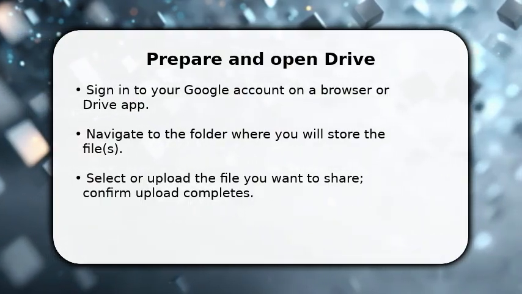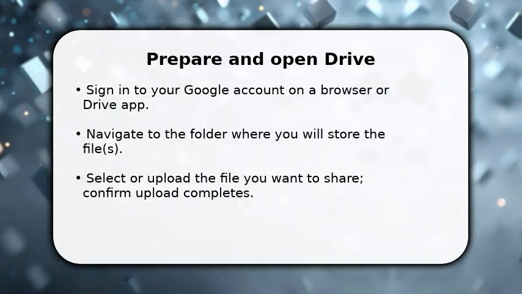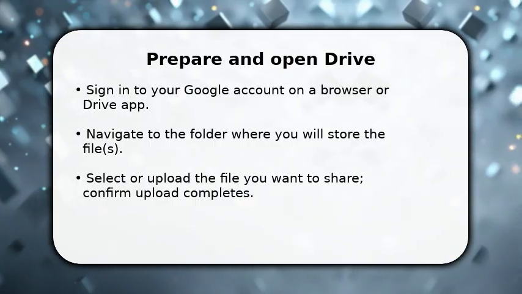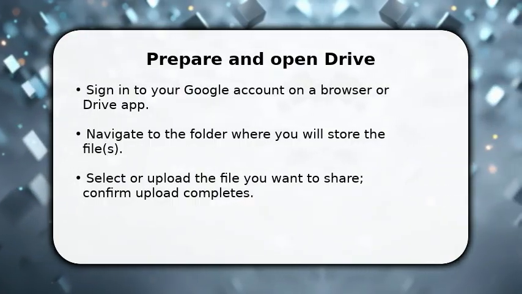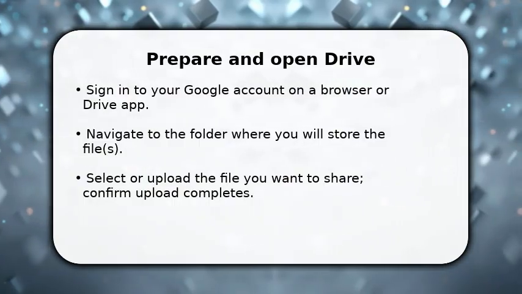Once done, click the single file or multi-select using Shift or Control to highlight all items. Make sure you see the check mark in the top right corner of each selected item. This is the first actionable step, selecting what you'll share so the link you create points to the right items.